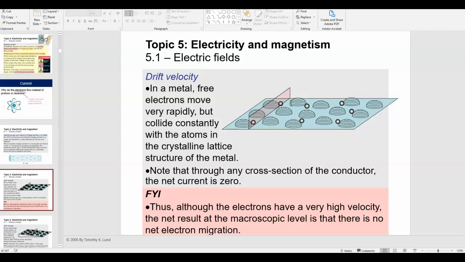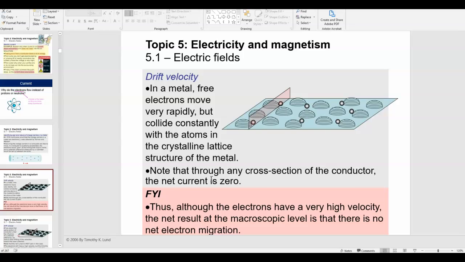going through a wire. If you look at this slide, it says in a metal, free electrons move very rapidly, but collide constantly with the atoms in the crystalline lattice structure of the metal. Note that through any cross-section of the conductor, the net current is zero. Basically meaning if you have a bunch of electrons zooming all over the place, let's just say you have a piece of metal sitting on the table, there are electrons, and they are moving very fast, but they're moving kind of randomly, and they're bouncing off of each other. And so each electron moving by itself might make up a small little current, but as a whole, a piece of metal sitting on the table doesn't have a current running through it, unless you attach like a battery or something to it.